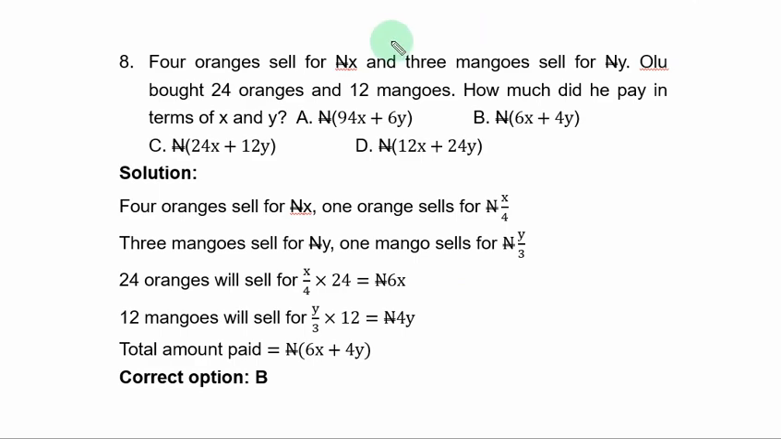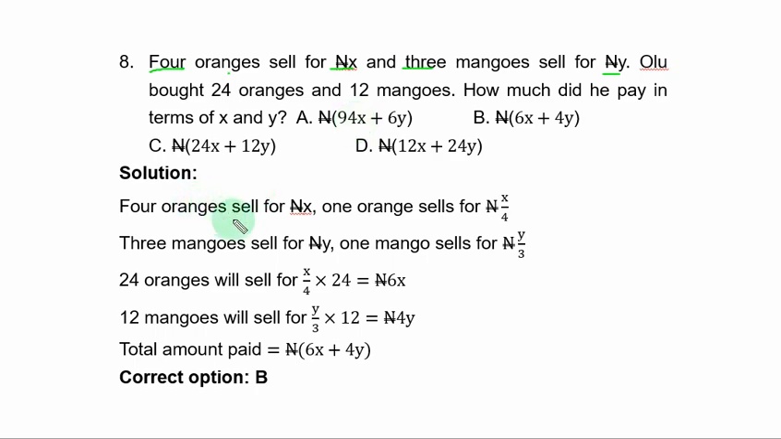Question 8. 4 oranges sell for S naira and 3 mangoes sell for Y naira. Olu bought 24 oranges and 12 mangoes. How much did he pay in terms of S and Y? Now check it out. This is 4 and 3. They are different. So you cannot use 4 and 3 to do the calculation. Rather, use the selling price for one orange and the selling price for one mango.